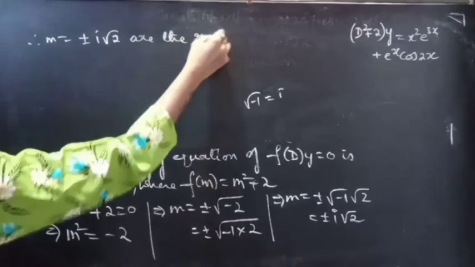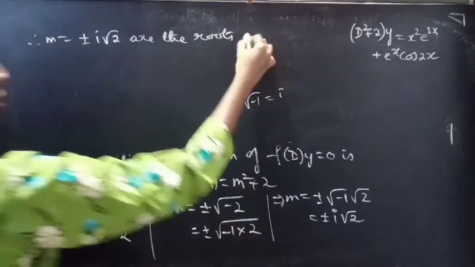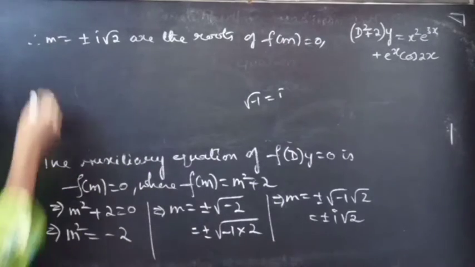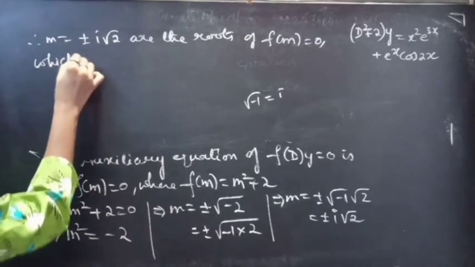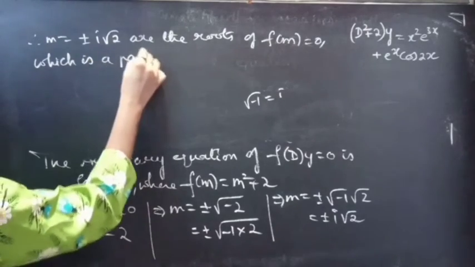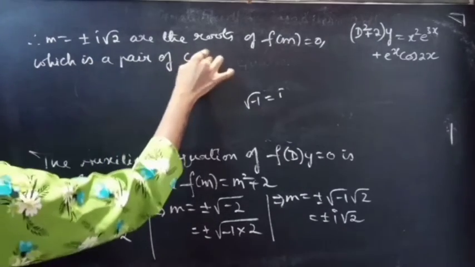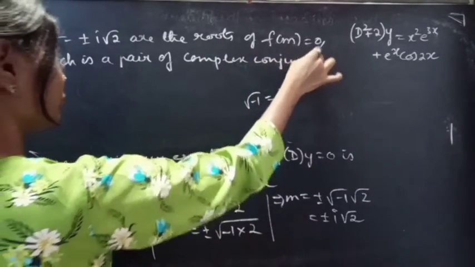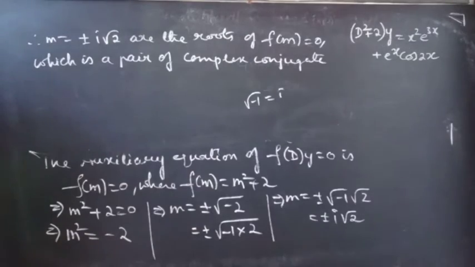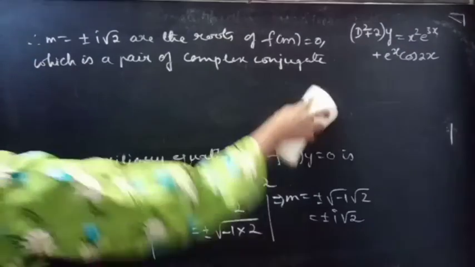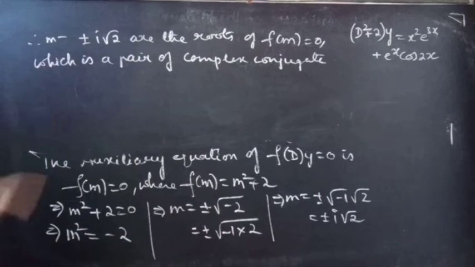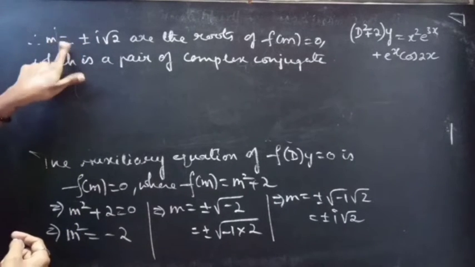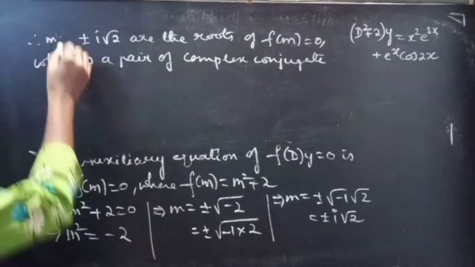are the roots of our auxiliary equation, which is a pair of complex conjugate roots. Here we don't have a real part, so we can call them purely imaginary roots. Okay, a pair of purely imaginary roots, we can say.